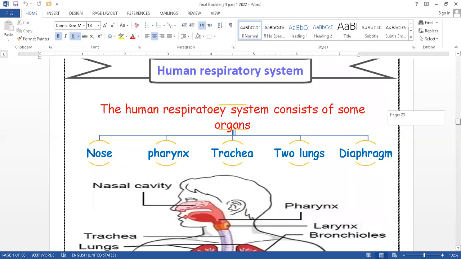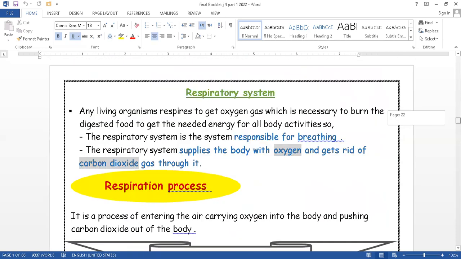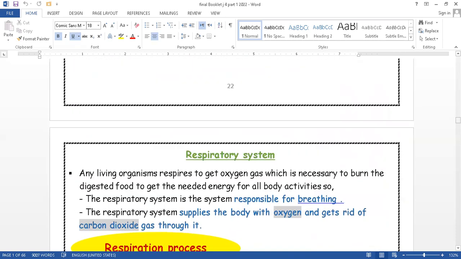Okay, Junior 4. So now we can say that we finished the digestive system in human, cow, and dogs. Let's start with another part in the same lesson, lesson 4, respiratory system. What is the function of respiratory system? Respiratory system is responsible for getting oxygen gas inside the body and getting carbon dioxide out of the body. So any living organism respires to get oxygen from the air to burn the digested food. Why? To get the needed energy for all body's activities like the digestive system.